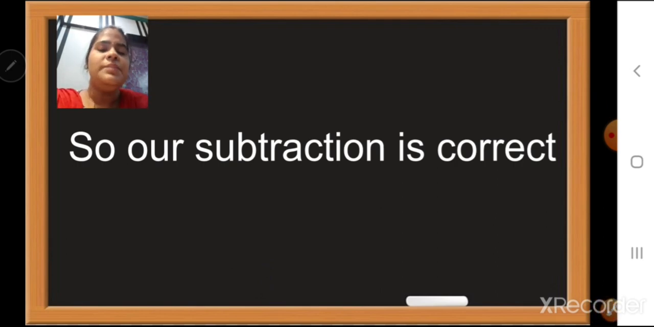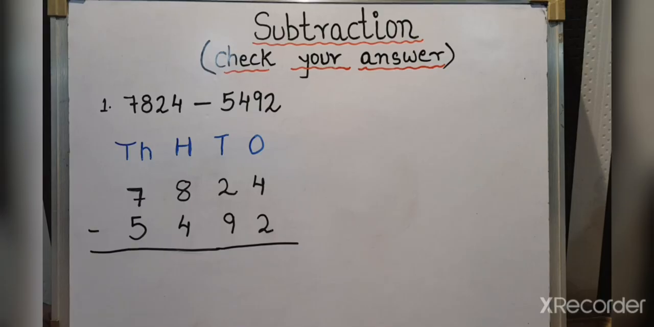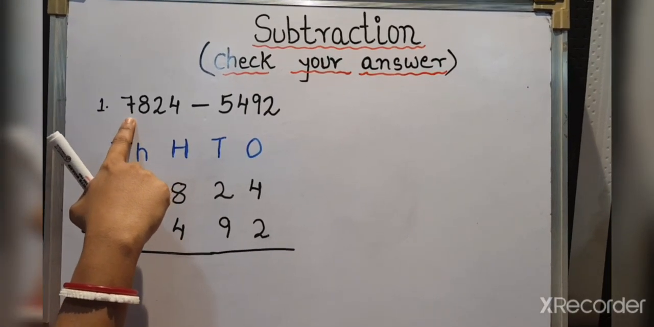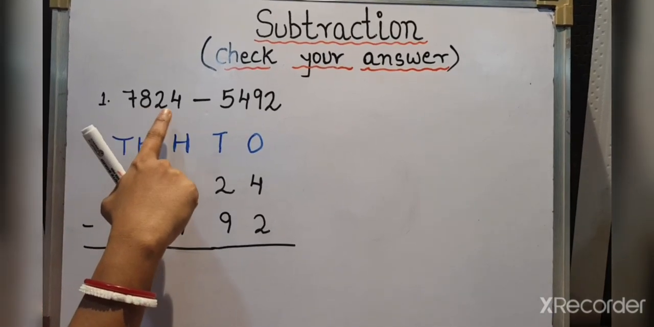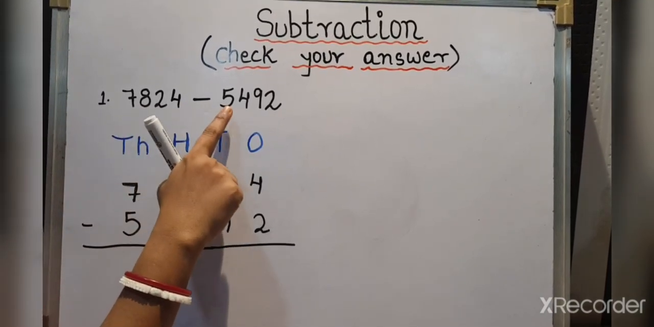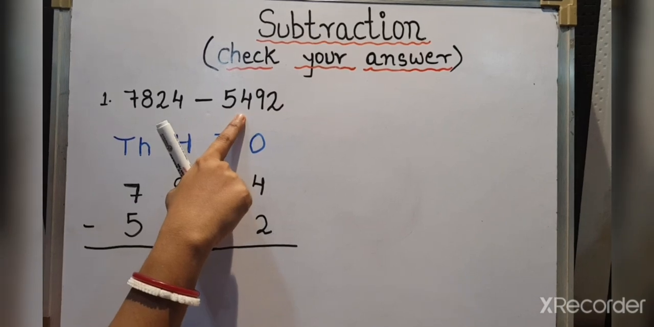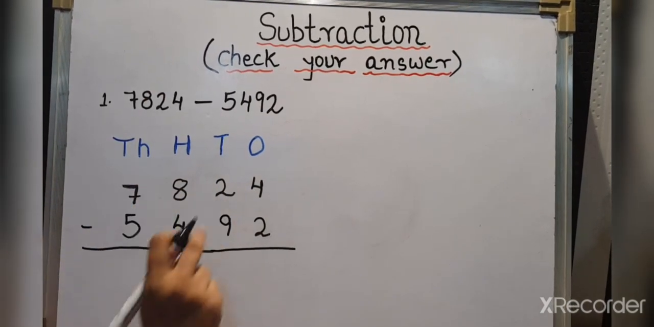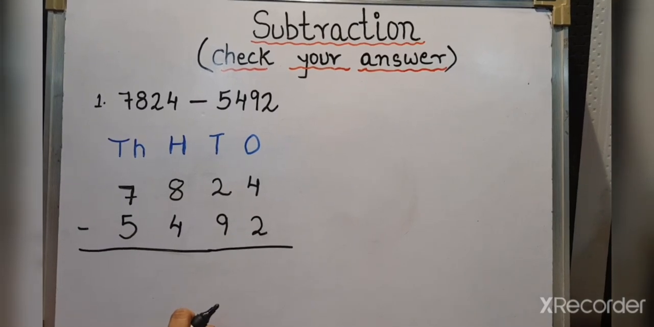Children, this method is applicable for 3-digit numbers, 4-digit numbers, for any number of digits. Now let us take a bigger number and see how to check your answer. Children, here we have 7,824 minus 5,492. First we have to write all the numbers in their proper places.